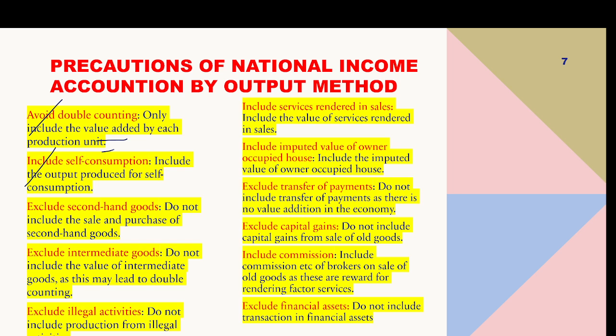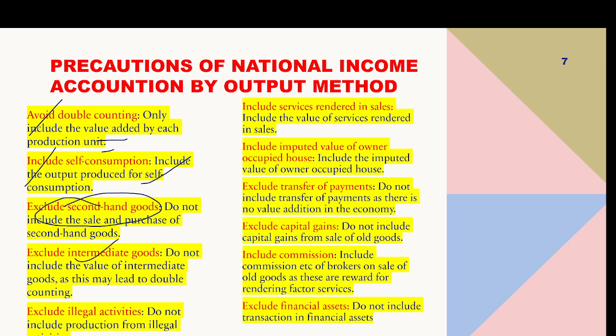Which things you are consuming daily, the price of those goods is to be used. Only self-consumption goods. Exclude second-hand goods. We are not to use second-hand goods because it is a part of double counting. Because when it was sold the first time, that money was already calculated in the national income. So exclude second-hand goods. It will cause double counting.